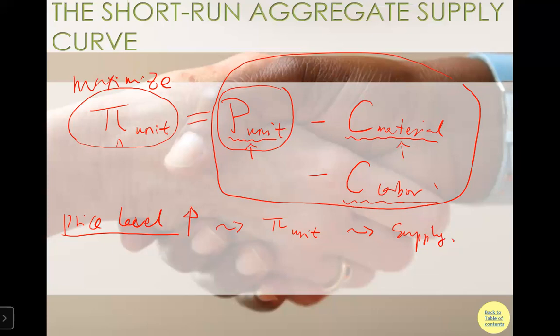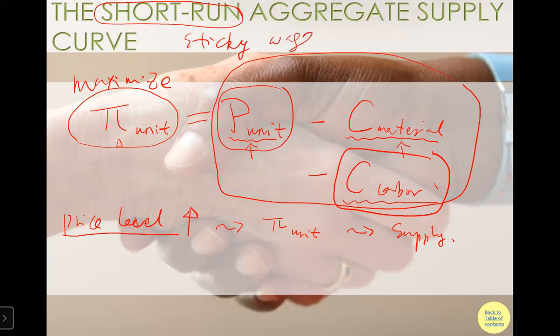But interestingly, a big chunk of cost comes from labor. And remember, we are looking at the short run, and we have this sticky wage. This just means that in the short run, these things don't change, so we can just cross this out. There is no change in the cost of labor in the short run. So that's the case, now we look at this.